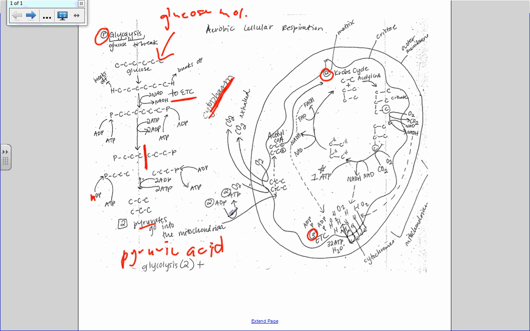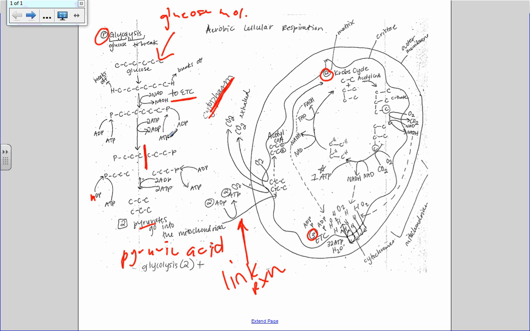On their way, two ADP molecules are going to come in and pick up two more phosphates. There's another somewhat complicated process that happens here called the link reaction that we don't have to learn about. So just know that two more ATPs are made here as the pyruvates are traveling into the mitochondrion.